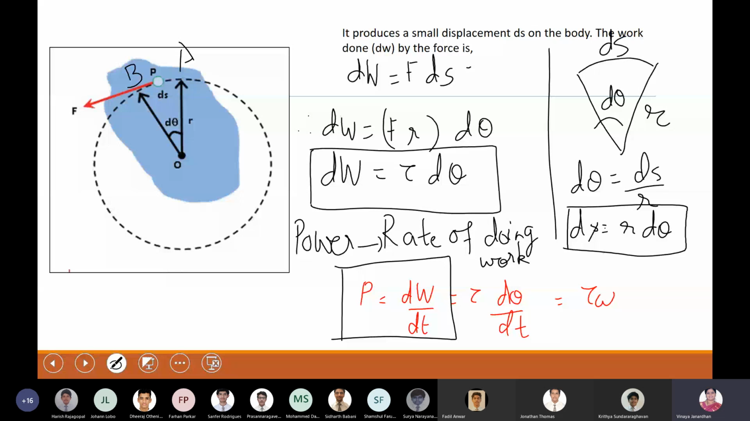So what is d theta by dt? Theta is angular displacement. d theta by dt is the rate of change of angular displacement. What is that? Angular velocity omega.